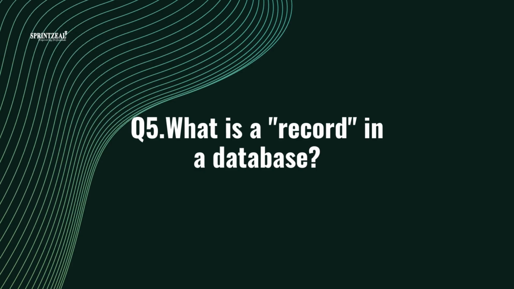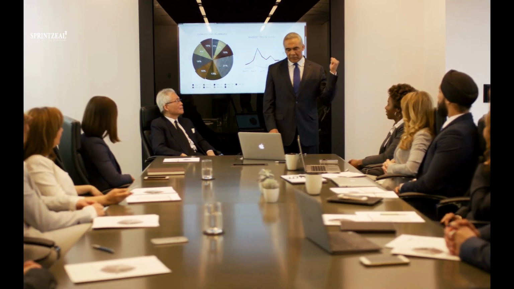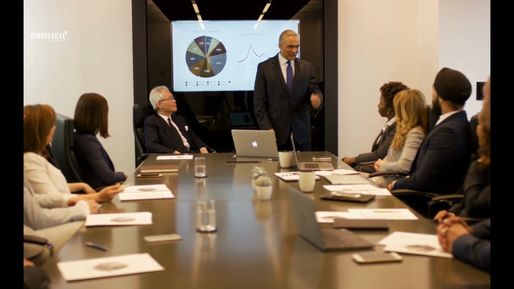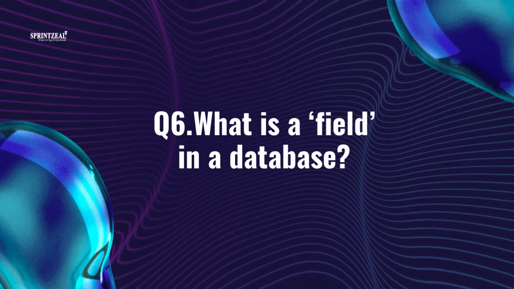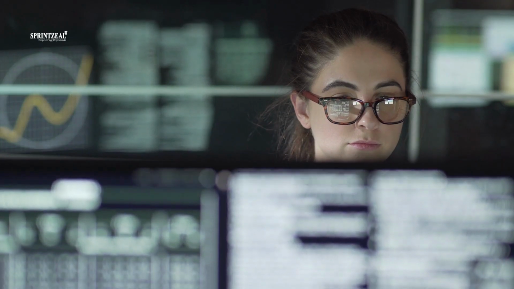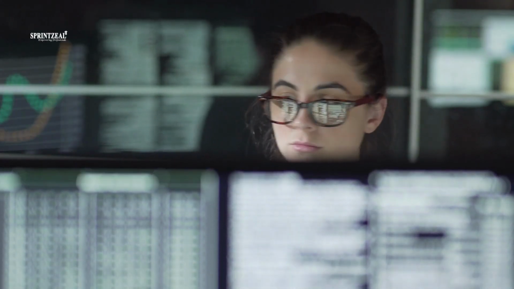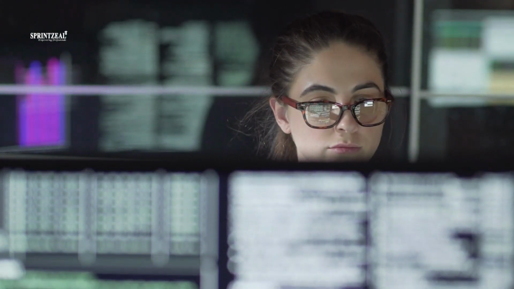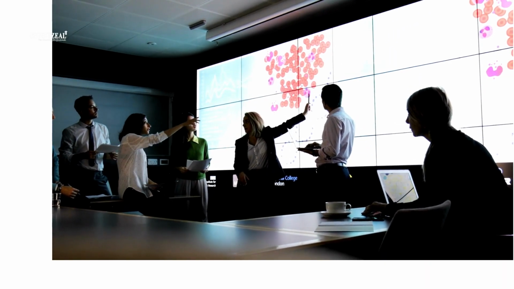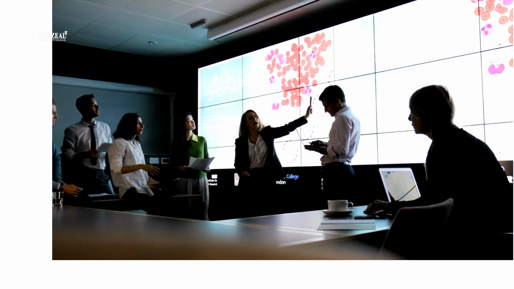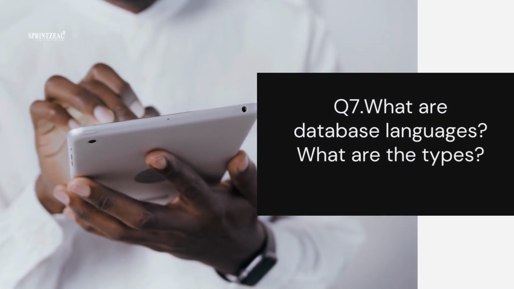Q5. What is a record in a database? A record is the collection of values or fields of a specific entity. Q6. What is a field in a database? A field is an area within a record reserved for a specific piece of data. Fields are organized into records, which contain all the information within the table relevant to a specific entity.